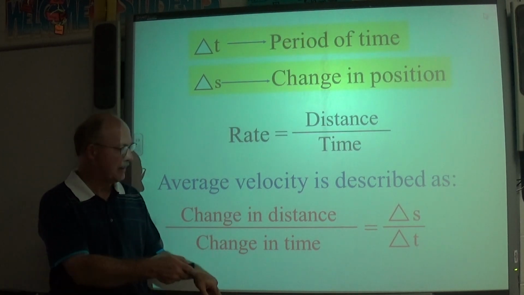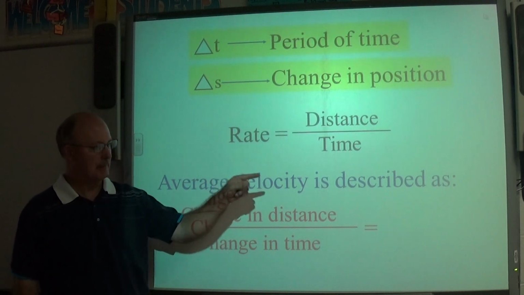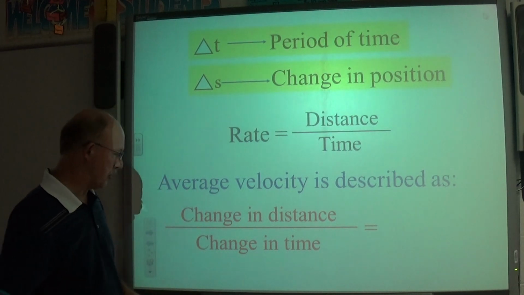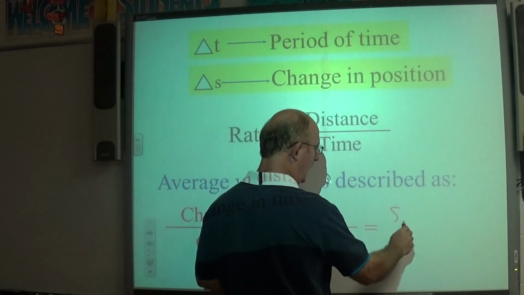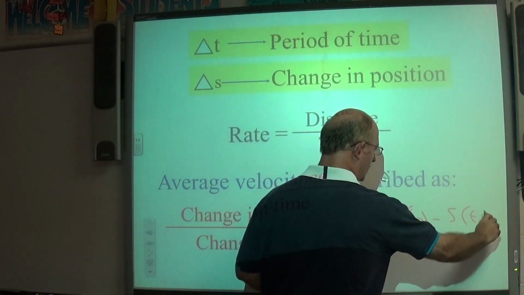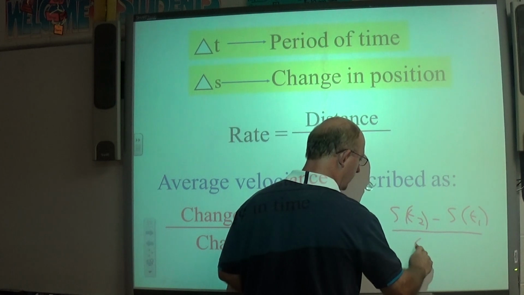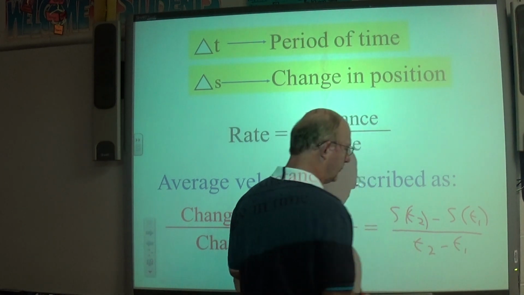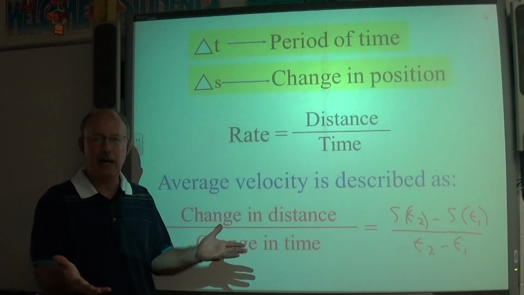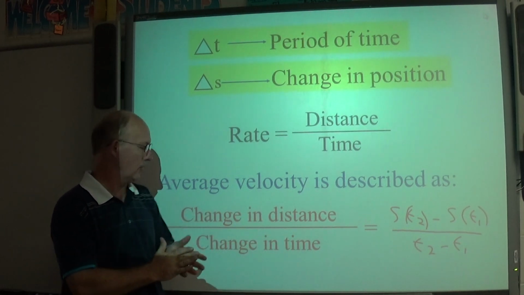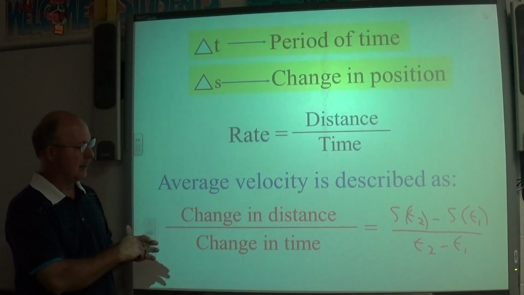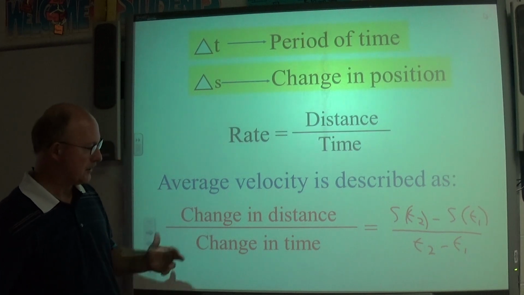Let me go back and use the same expression that we used in pre-calculus. In pre-calculus they use s of t2 minus s of t1, divided by t2 minus t1, to describe average velocity. Average velocity is simply the slope of your secant line between 2 points on a curve, on a time-distance curve.